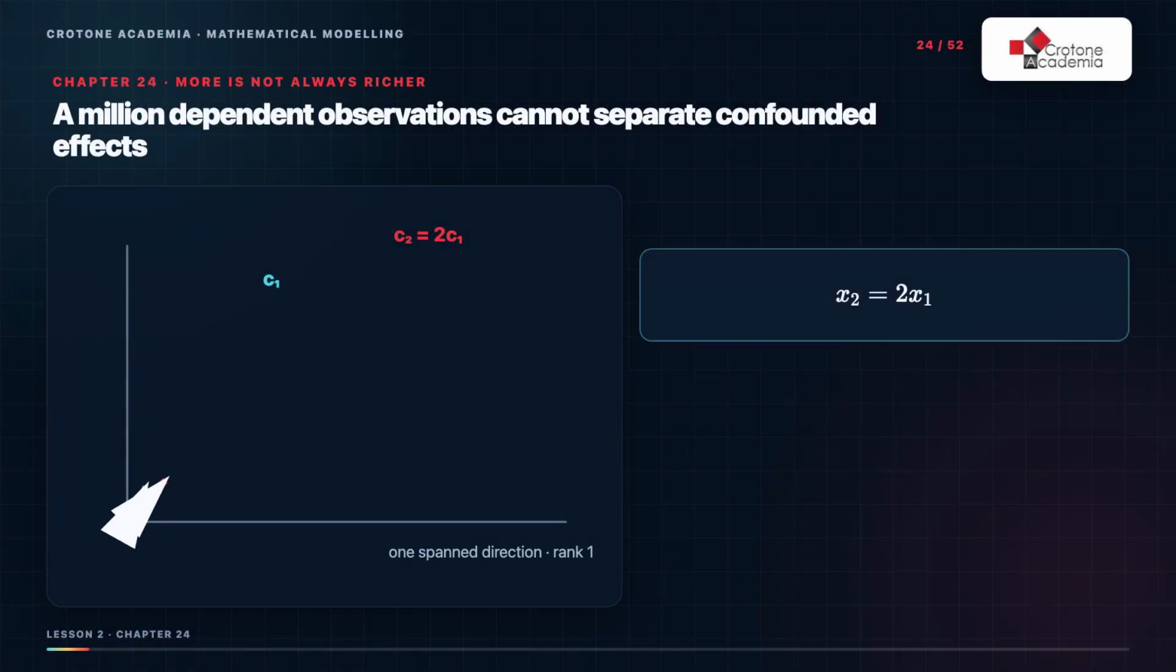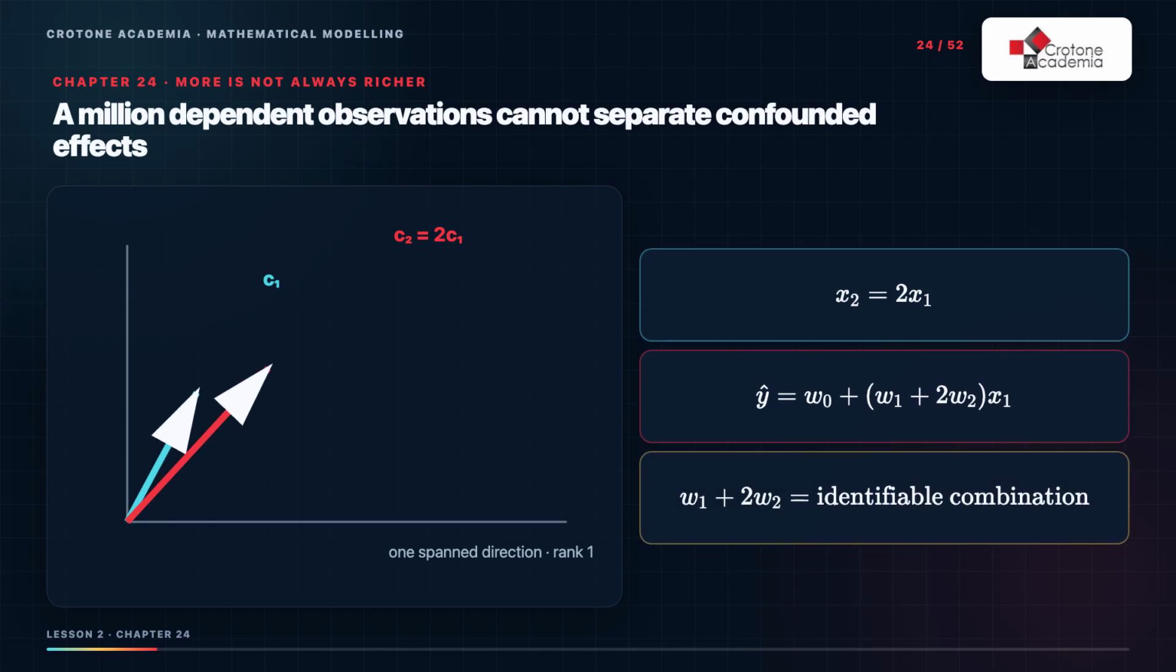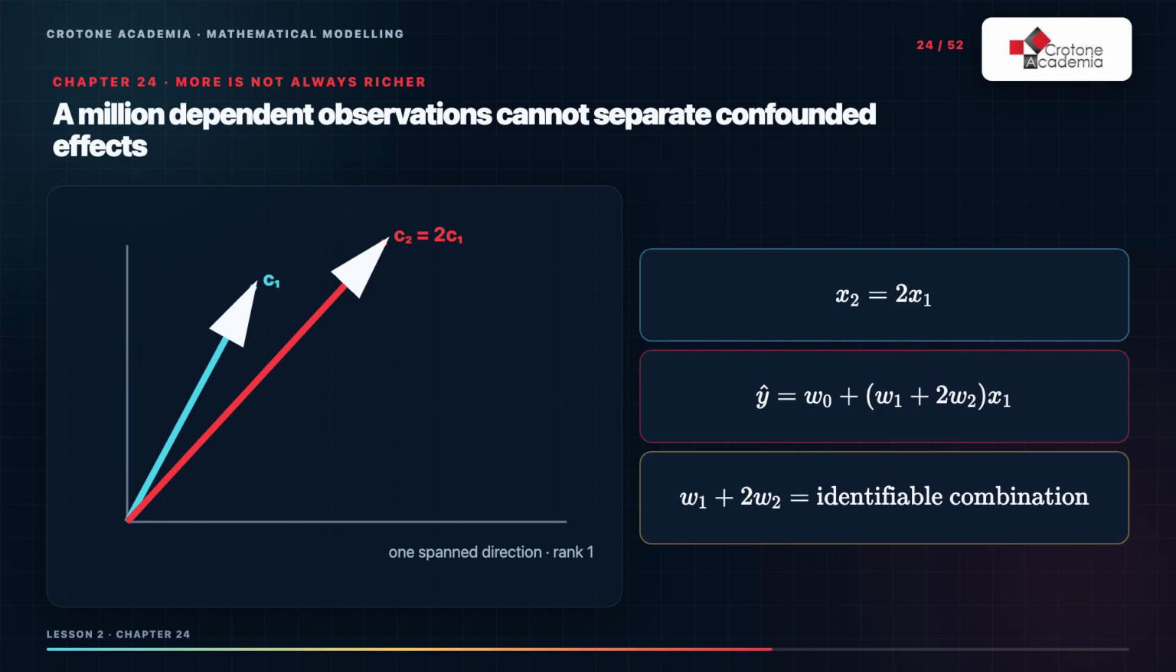Suppose every observation in a two-input model satisfies that x2 equals 2 times x1. Now, substitution reduces the model to w0 plus the combined quantity w1 plus 2w2 multiplied by x1. The data can identify that combination, but cannot decide how to divide it between w1 and w2. 1 million observations obeying the same dependency still leave the effect confounded. We need not only more observations, but more diverse situations in which the inputs vary independently.